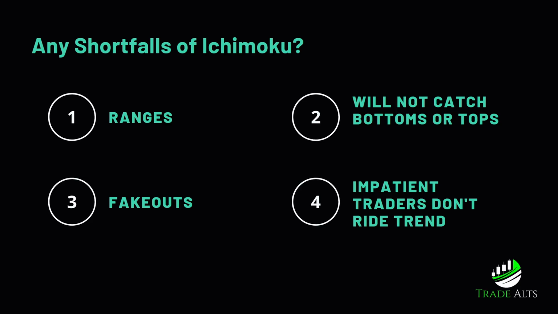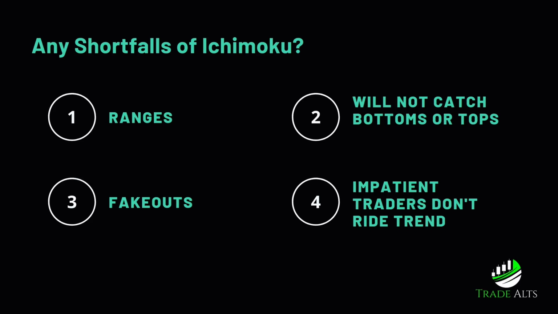And number 4, which relates to number 2: impatient traders don't ride the trend. If you're one of those people that really likes to day trade, or you've got to be in and out of positions, trading every little range, Ichimoku might be a little bit tough for you, because it really does require patience, especially on higher time frames. If you take a position on a 12-hour or daily time frame, you realize that each candle is a day long, and if you look at the stock market, trends could exist for months or even years.